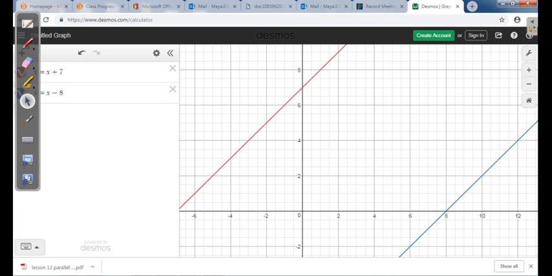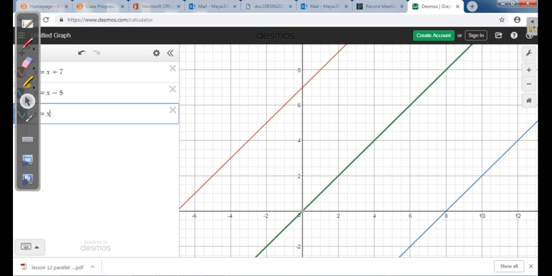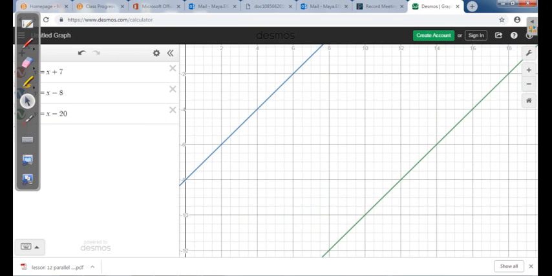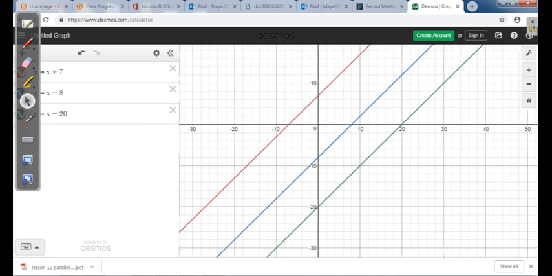Can you guys give me another equation that's parallel to this? Y equals what? Give me another equation. Y equals x minus 20? Okay. But that's going to be far down, but that's fine. If I look at it, it's going to be right here. You see that? They're parallel to each other.